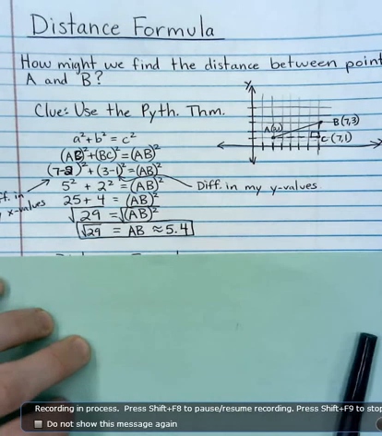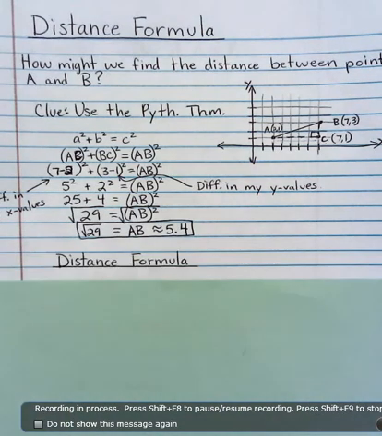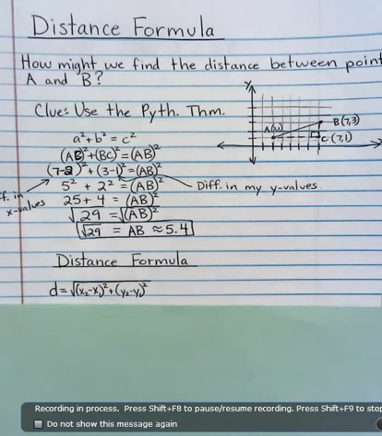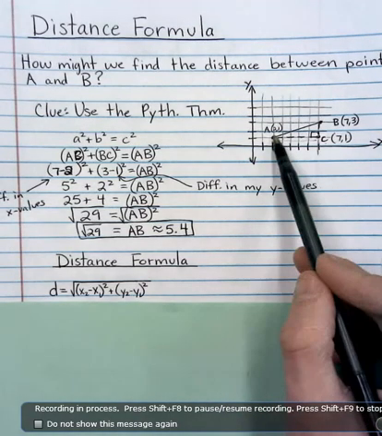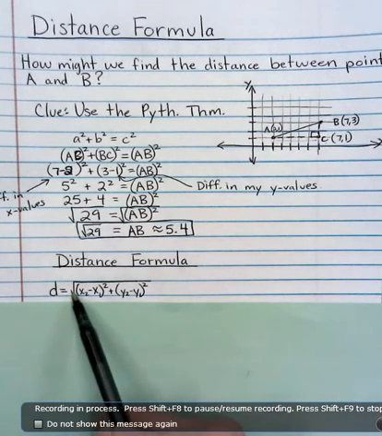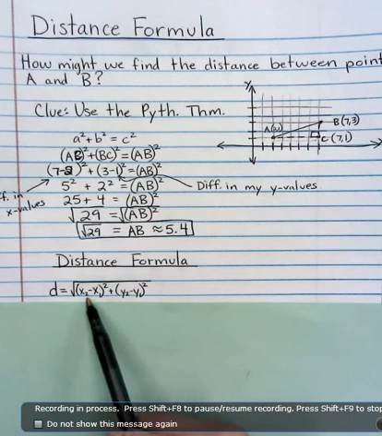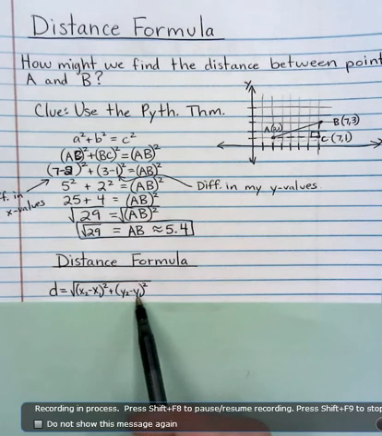That kind of catapults us into the next part of the lesson. The distance formula is right here. It's going to tell us how to find the distance between 2 points on the coordinate plane. We say d equals the square root of (x2 minus x1) squared plus (y2 minus y1) squared.